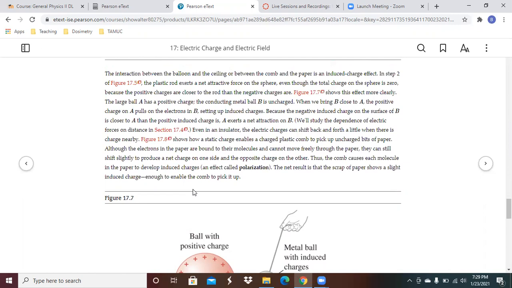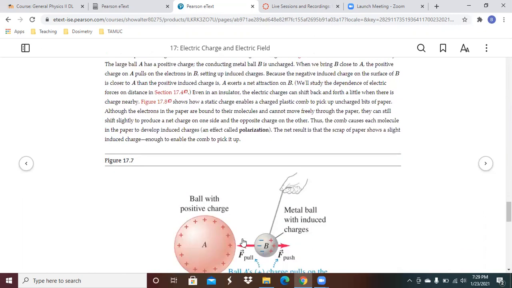So if we look at figure 17.7, this is going to show the effect more clearly. We've got a large ball that has a positive charge, and the conducting metal ball is uncharged. So when you bring B close to A, the positive charge on A pulls on the electrons here. In other words, the electrons here are going to be attracted to those positive charges. And that's going to set up induced charges. So you've got positive charges being induced over here and negative over here.